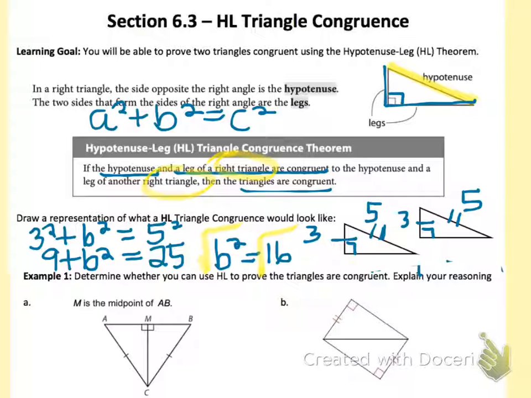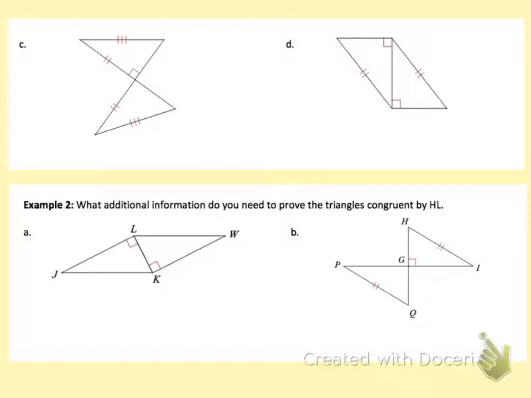So on example A, they tell me that M is the midpoint of AB. And then they give me this drawing. I really don't even need to know that M is a midpoint. But because they tell me M is the midpoint of AB, I actually can prove these triangles congruent lots of different ways. I'm going to just list all the ways. First of all, right away I can tell that this is a situation where we could use HL because these are the hypotenuse. One to try on your own.